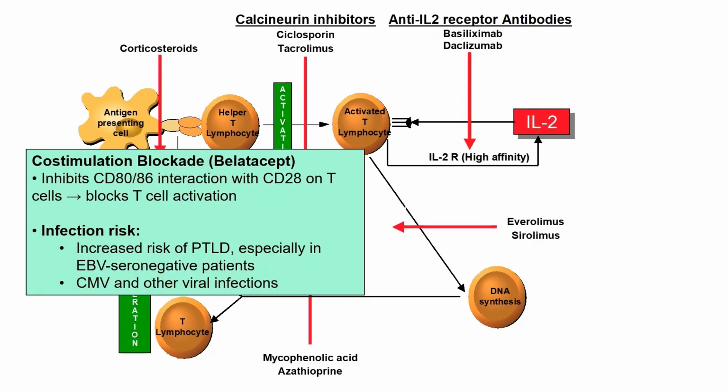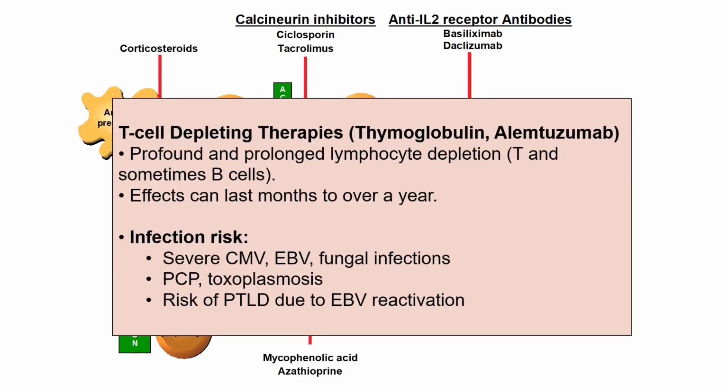And then belatacept inhibits CD80/86 interaction with CD28 on T cells, therefore blocking T cell activation. This can increase someone's risk of PTLD, especially in our EBV mismatch patients, as well as increasing CMV and other viral infections. And then the ones that we all love the most when we think about how high a risk our patients are.